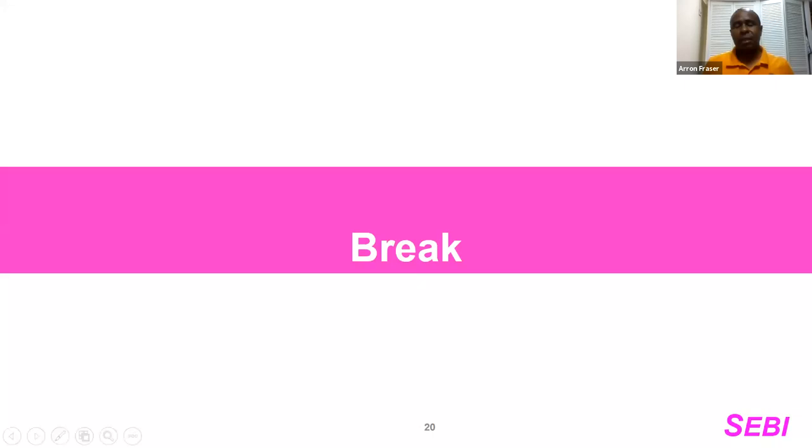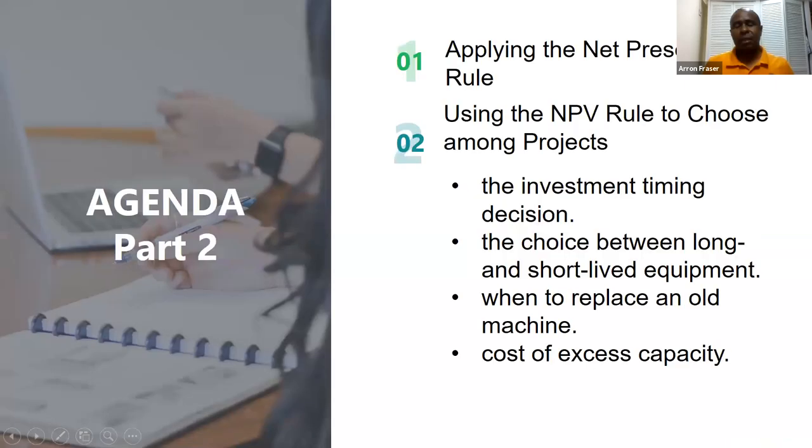All right, so let's go into the second part. The second part is we're going to apply the NPV rule, and use the NPV rule to choose among projects. We look at investment timing and decisions, the choice between long and short-lived equipment, when to replace an old machine, and the cost of excess capacity.